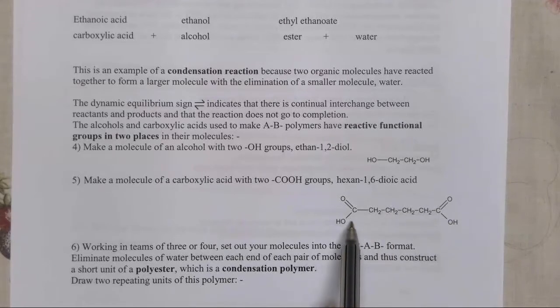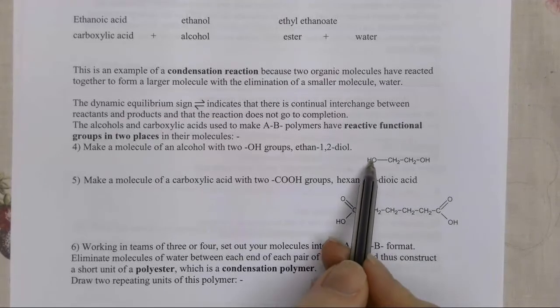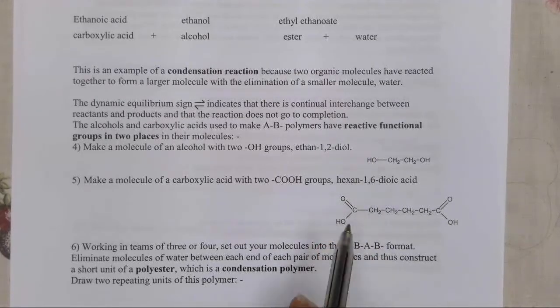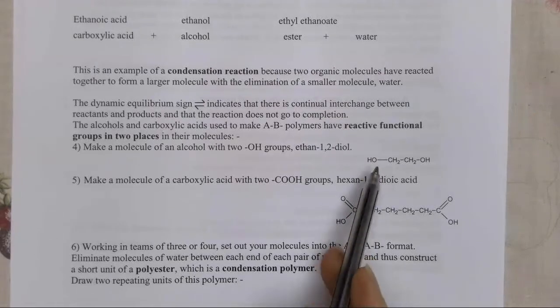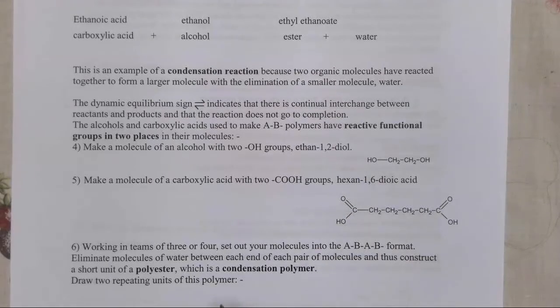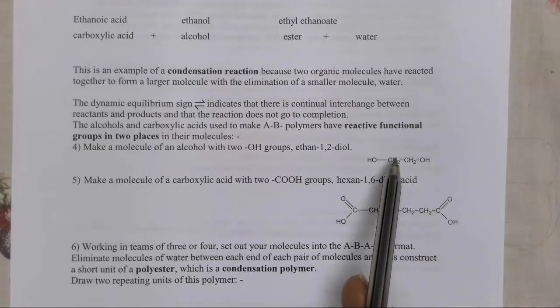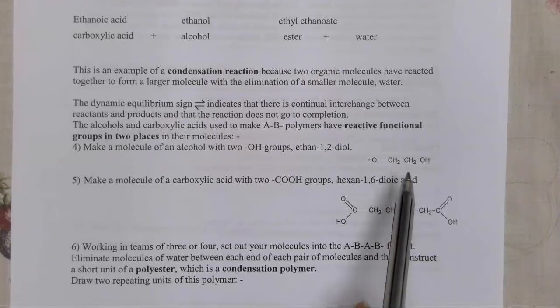Now the reaction is going to be exactly the same as the one we've just been studying. We're going to lose the hydrogen from the alcohol, and we're going to lose the OH group from the carboxylic acid, and join those two together to make an ester linkage. But that is going to happen at both ends, and so we're going to link lots and lots of these in what we call an AB format. So we'll go AB, AB, AB, and so on.